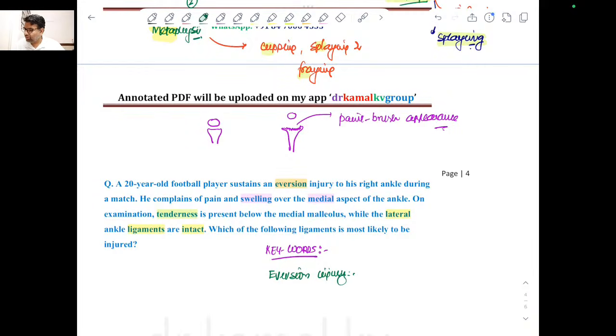I think most of you must know what eversion is. Eversion is when the sole faces laterally. So eversion means the sole is facing laterally. Now as the sole faces laterally, what happens?